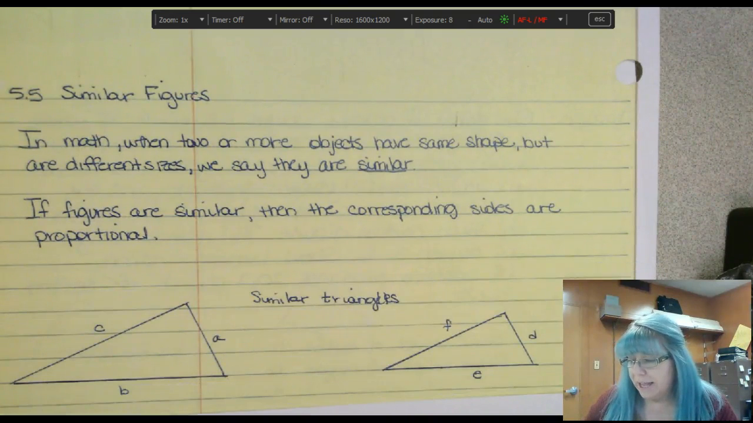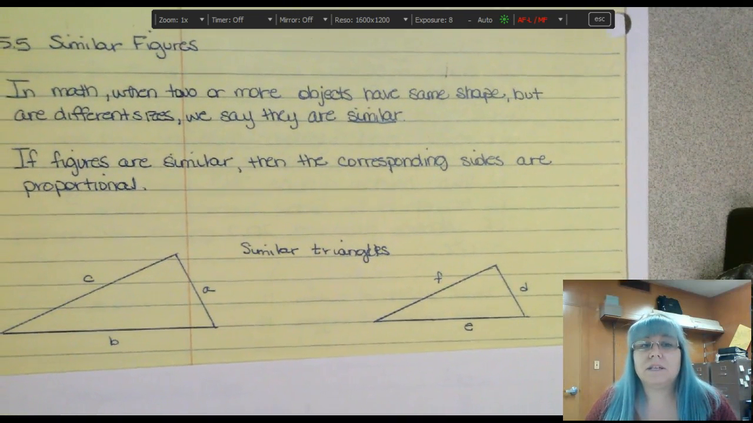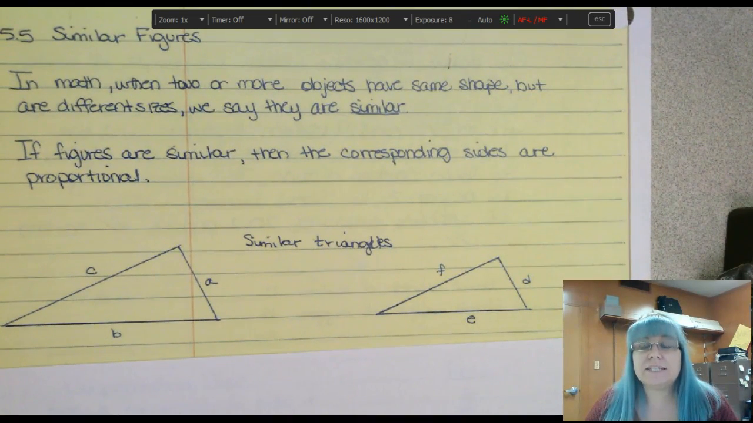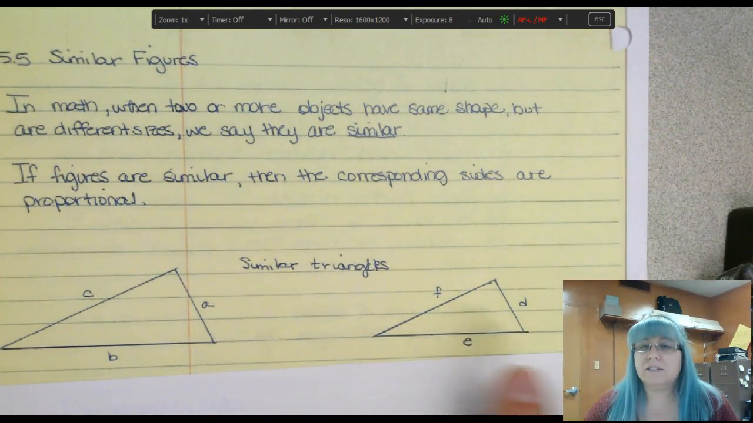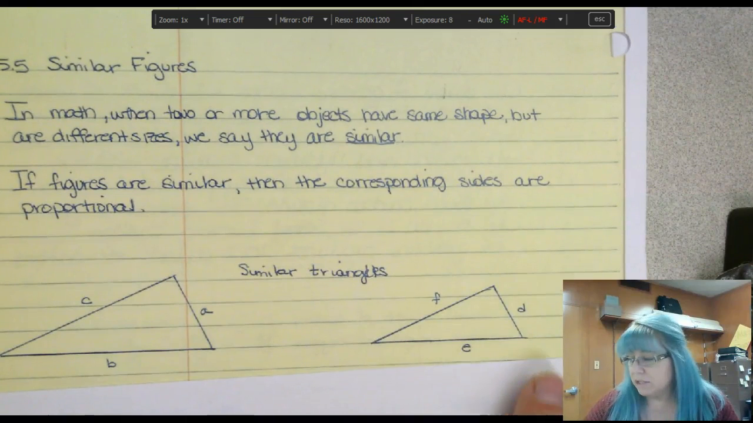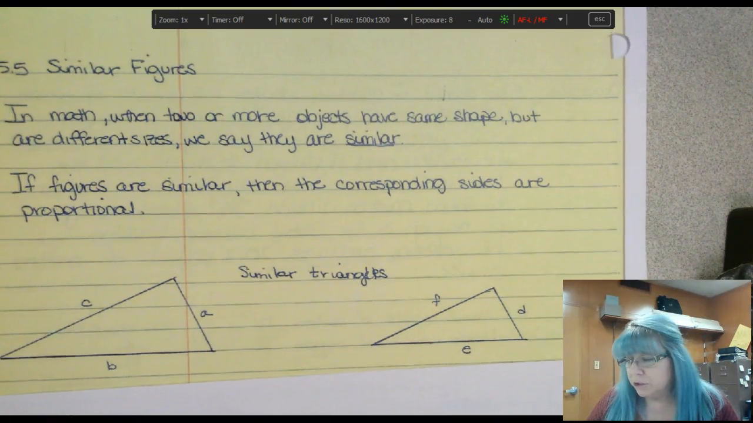So let's take a look at two similar triangles. As we see, they look very similar. They're both very pointy at one end. The corners look just the same, but one's larger than the other. So they're different sizes, but they're similarly shaped.